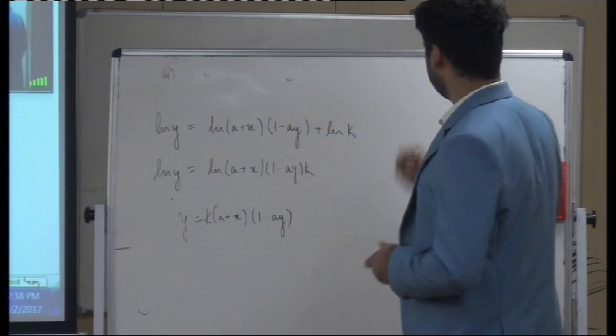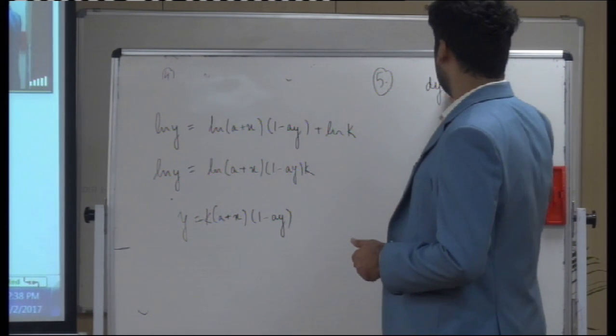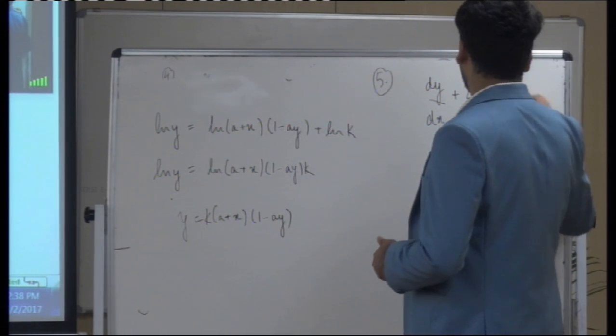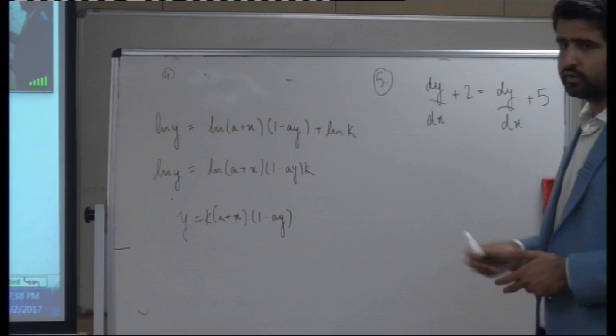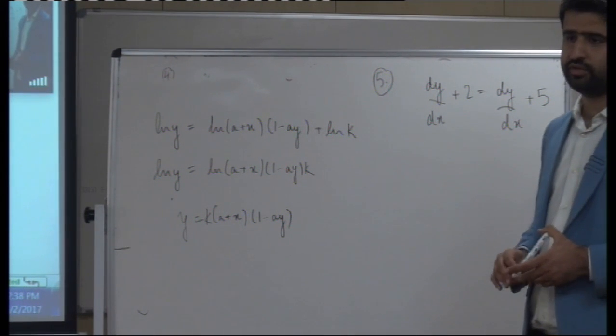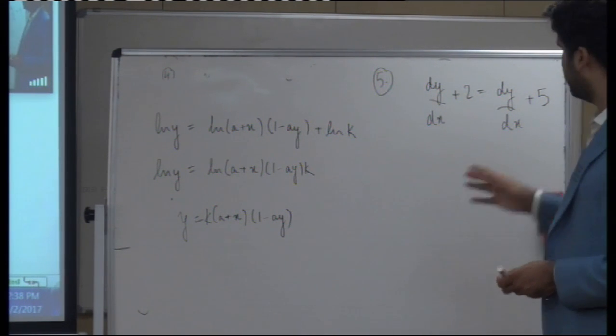So it's a very strange question. Just see it. We have dy upon dx plus 2 is equal to dy upon dx plus 5. Can you tell me the solution for this equation? Does the solution exist for this equation? No? Just think hard.